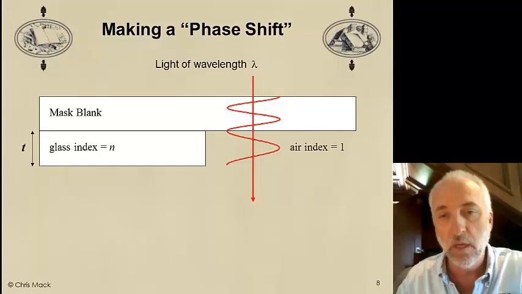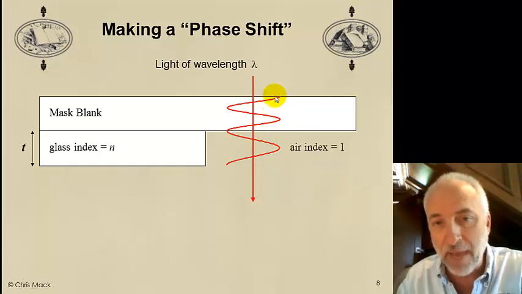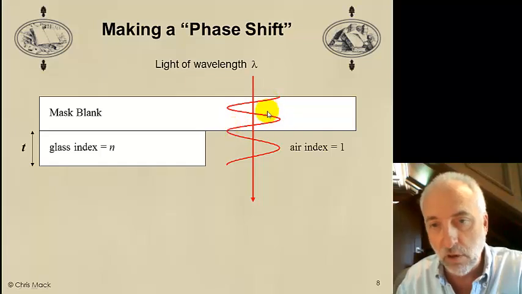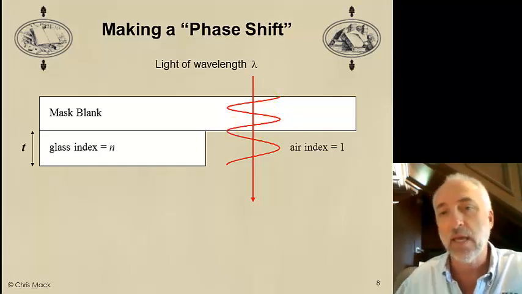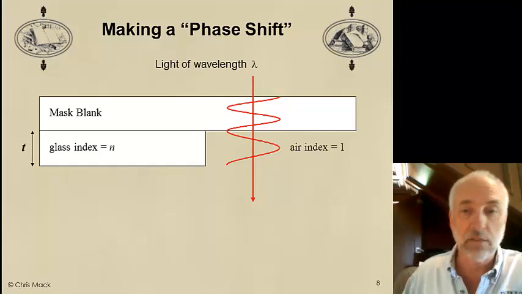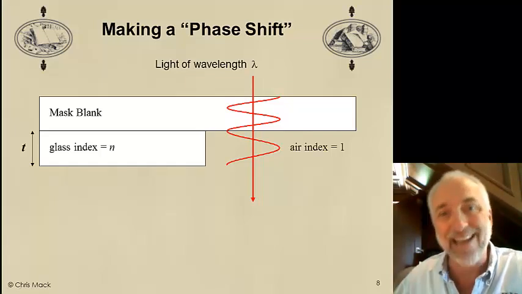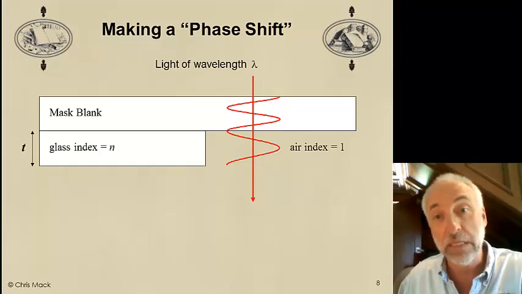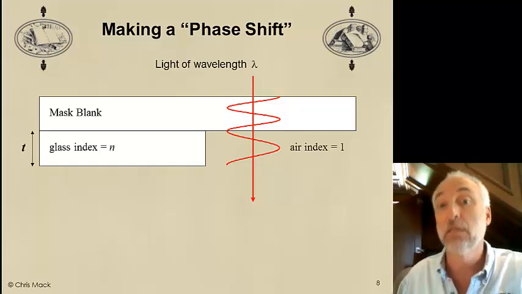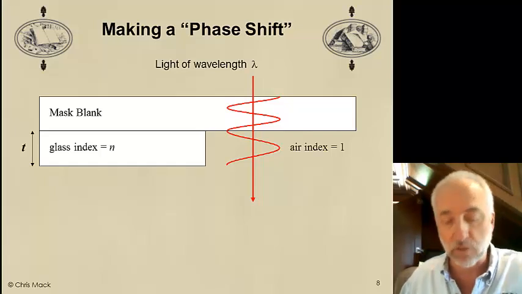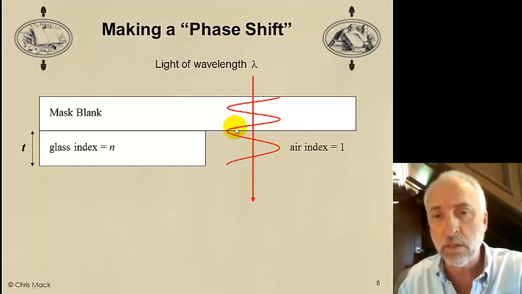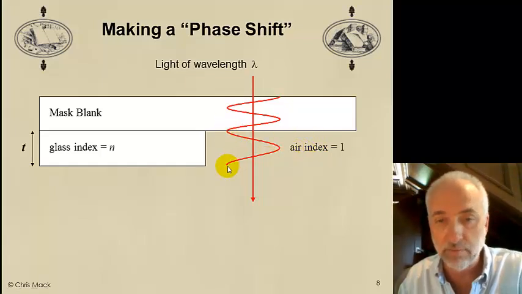What's going to happen? Well, light, as it's traveling through the mask blank, has a wavelength that's reduced by the refractive index. So if the wavelength is 193 and my refractive index is n, then the wavelength inside of the mask blank will be 193 divided by n. So it's reduced by the factor of the refractive index. Once that light comes out, it goes back to the vacuum wavelength, the wavelength in air, because the index is 1. I go back to a wavelength of, say, 193.